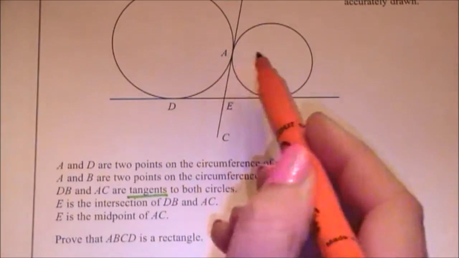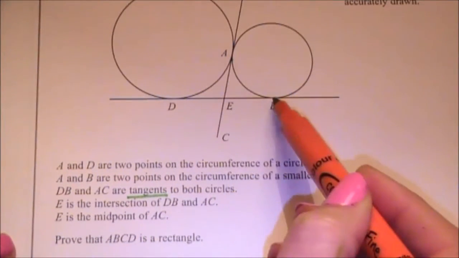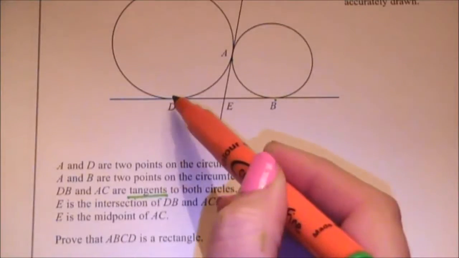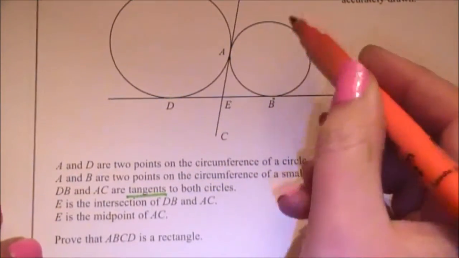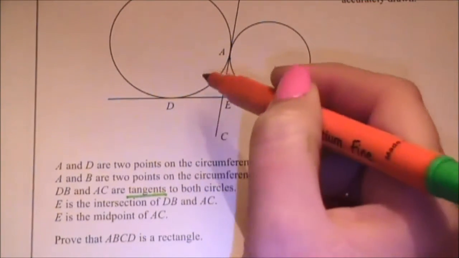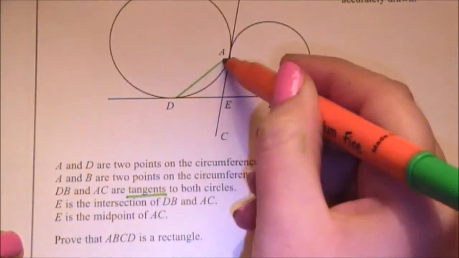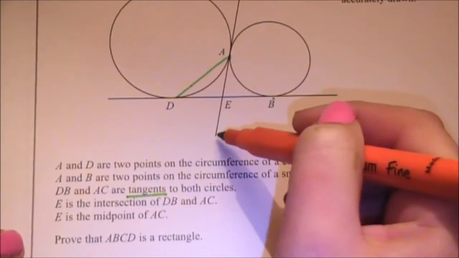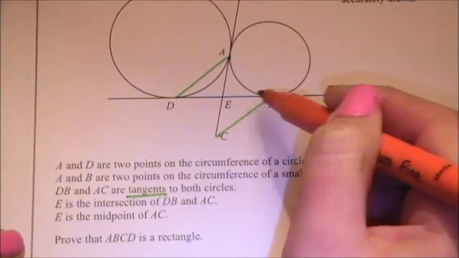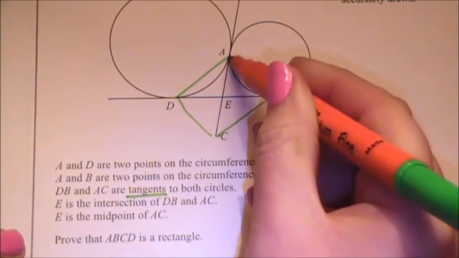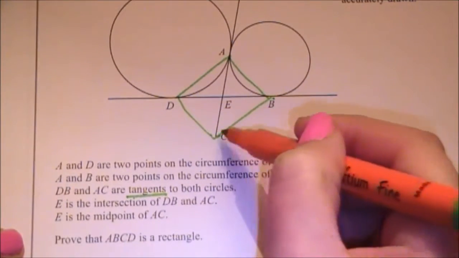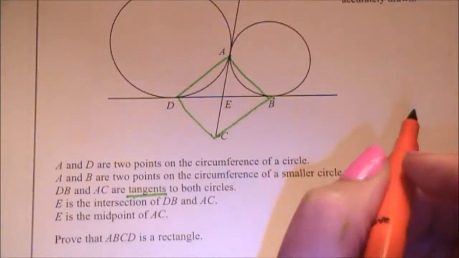So let's look at those points. A, B, C, D is a rectangle. Now, whilst this isn't going to count as proving it's a rectangle, I am just going to sketch a rectangle in, just to remind myself what I'm trying to prove here. So there's my rectangle.